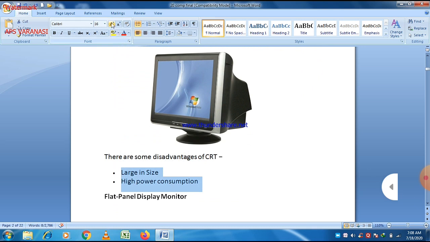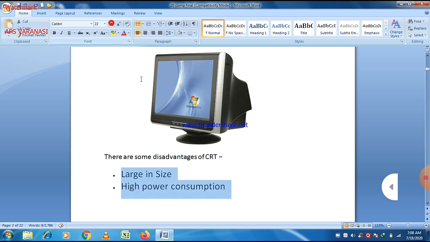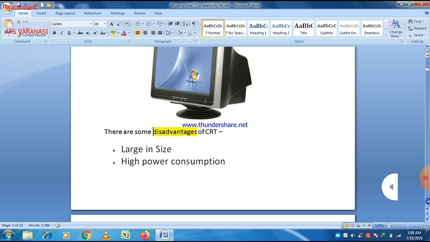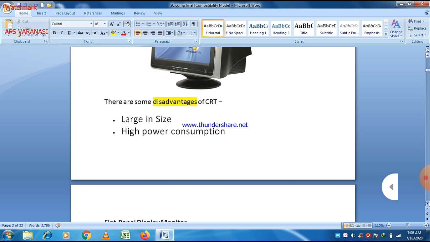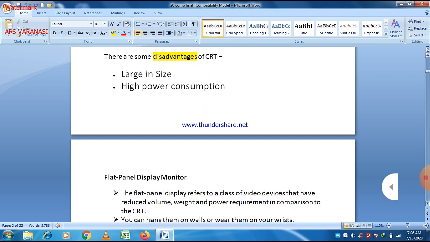That's why they are not used nowadays. These are not very much used because they are larger in size. They are not easily portable, and they take higher power consumption. These are the two basic disadvantages of CRT monitors.